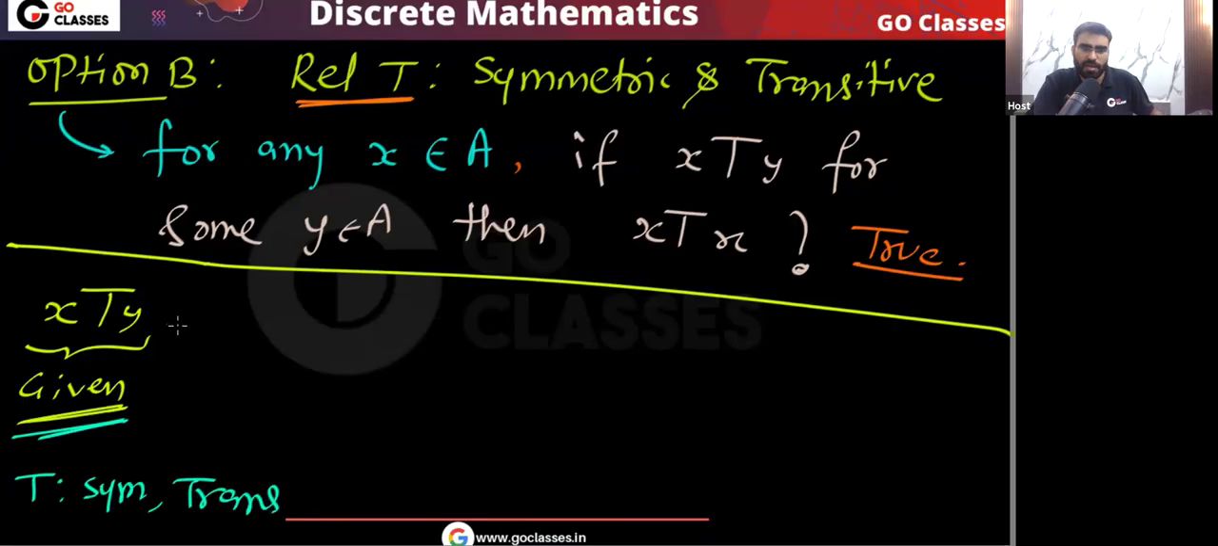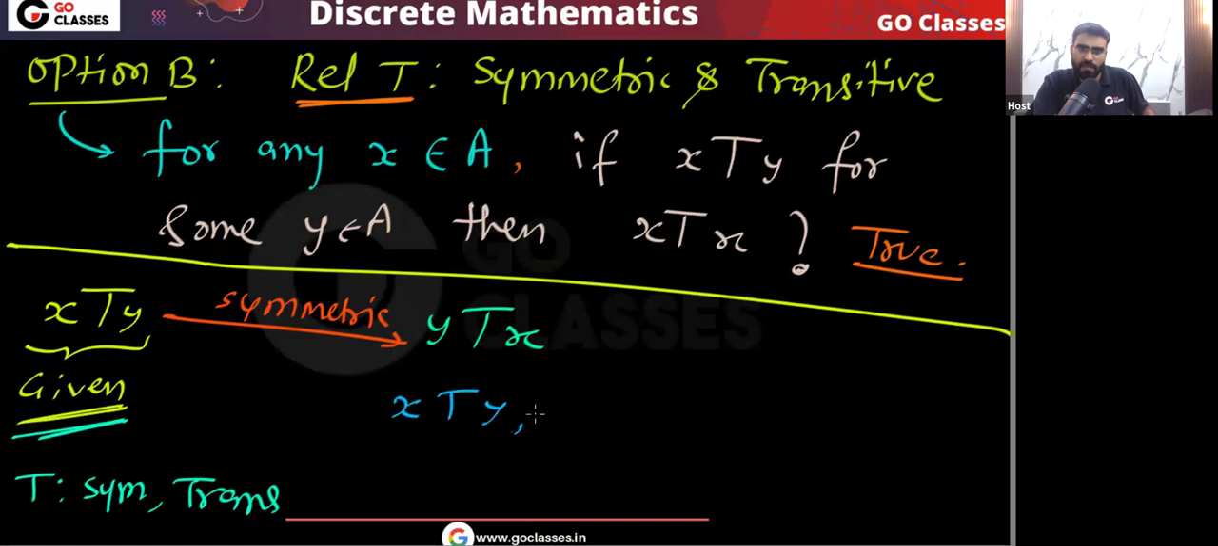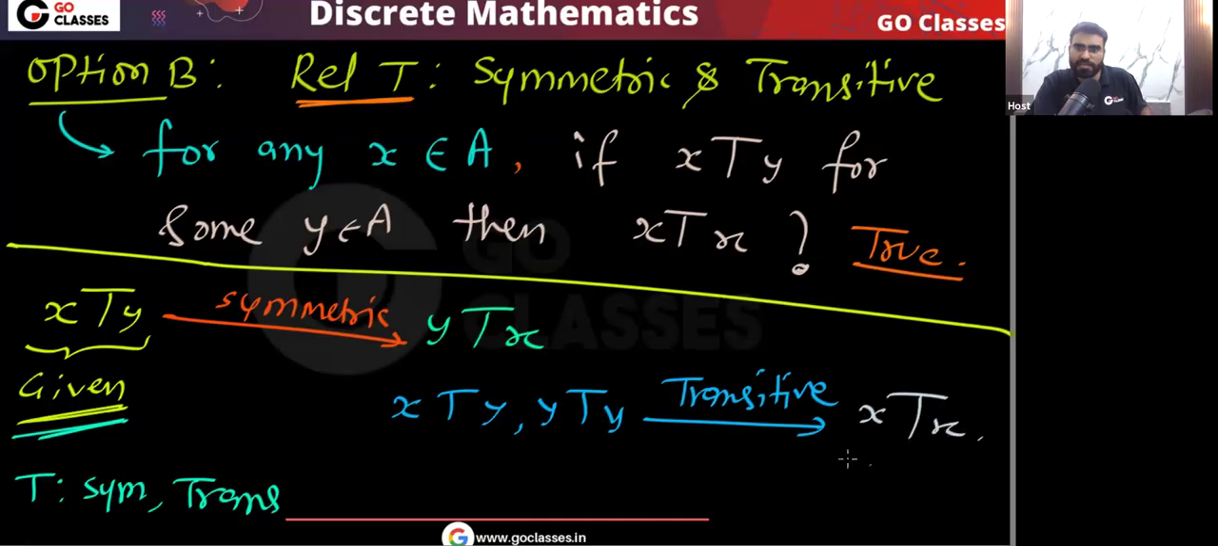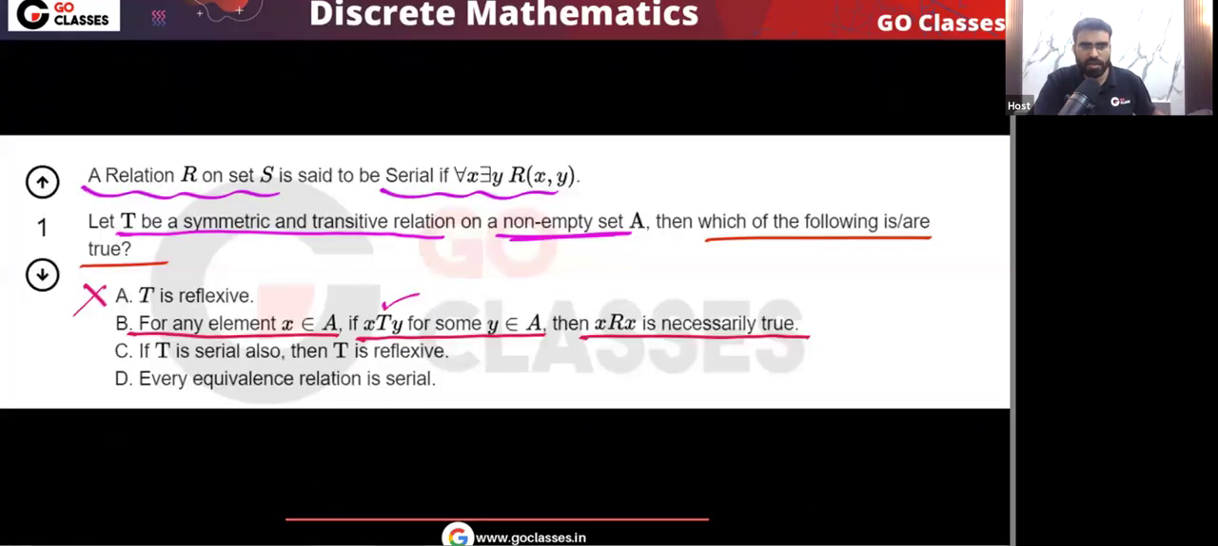So tell me, because of symmetry, what will happen? Y will be related to x. Now notice, x is related to y is related to x. Because of transitivity, what will happen? X will be related to x. Yes or no? And this is what we wanted to prove, that x will be related to x. So yes, this is true. Option B is actually true.